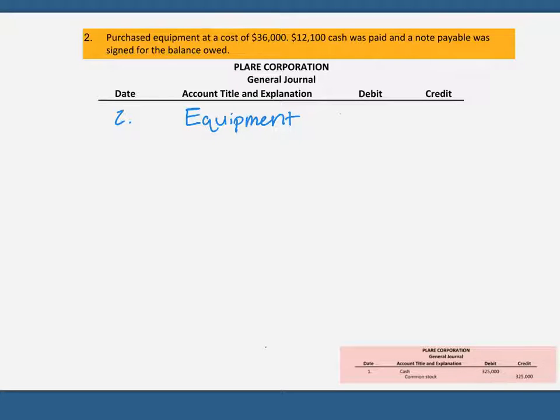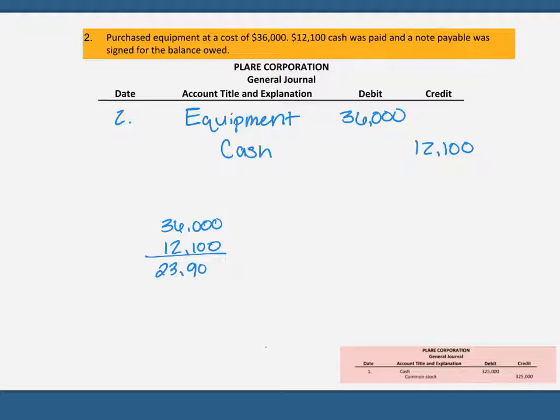It's an increase because it's an asset account. Equipment, $36,000. We paid out cash, which will decrease that account, $12,100. The difference, $36,000 less the cash we paid, gets us to $23,900, and that will be our note payable. And a note payable is a liability, so it also increases with a credit.